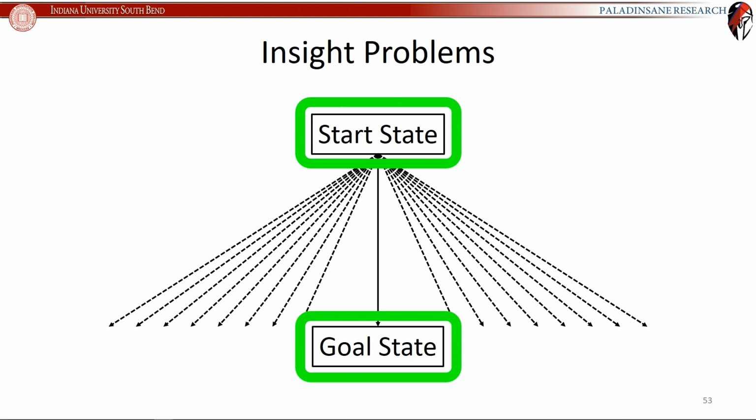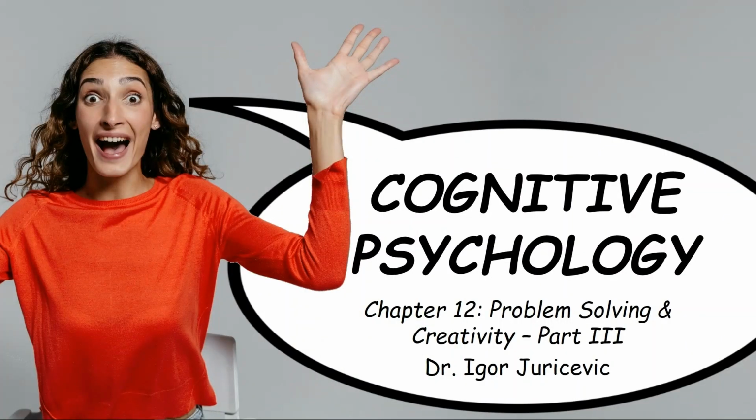All right, so that was problem solving and creativity. Any questions on that before we wrap this up and start on judgments, decision making, and rationality? All right.